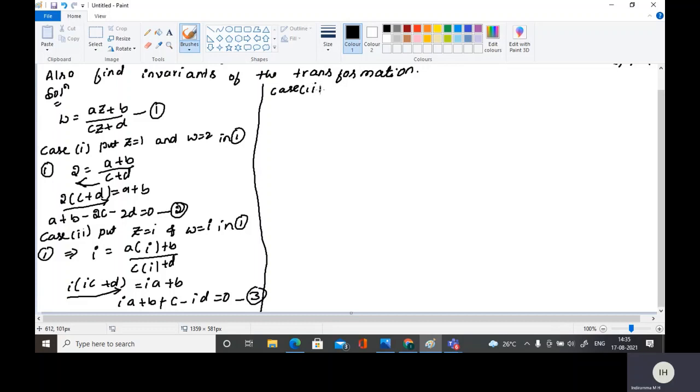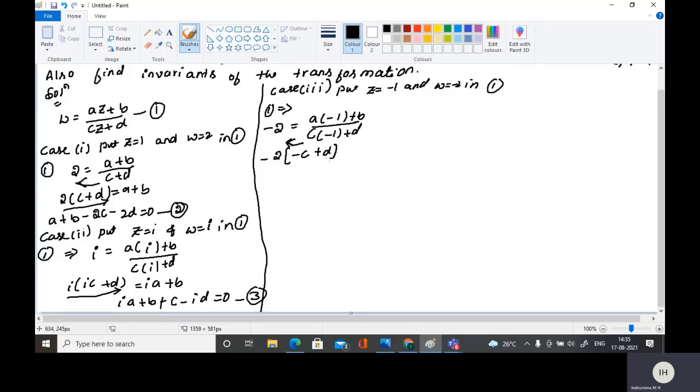What do we have to put for z and w? Put z equal to minus 1 and w equal to minus 2 in equation 1. So equation 1 becomes minus 2 equals a into minus 1 plus b, by c into minus 1 plus d. Now cross multiply, we obtain minus 2 into minus c plus d is equal to minus a plus b.